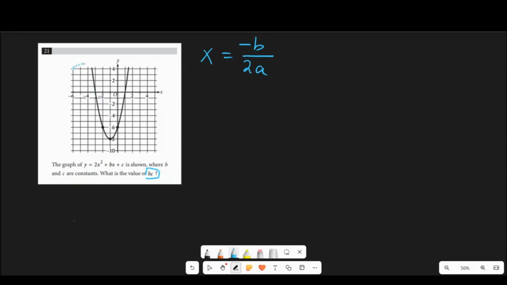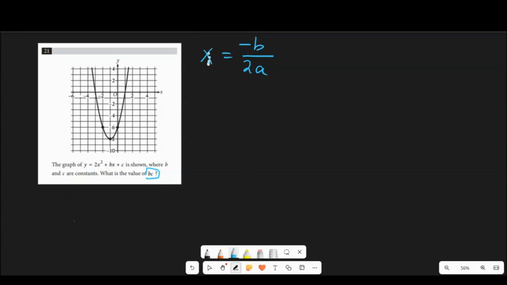When you have parabolas, there's a couple of different formulas that you probably have learned when you took algebra 1 or algebra 2. This is one of the formulas that you likely were taught. And what does this formula tell us?